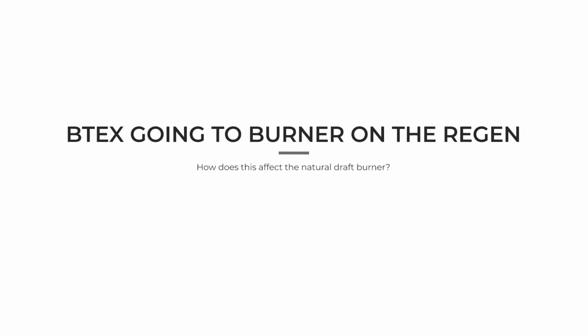So we have BTEX gases that are being injected back into the burner of the glycol regen by means of a fuel ring. And what does this mean for the glycol regen, and how does the BTEX affect the burner inside the fire tube?